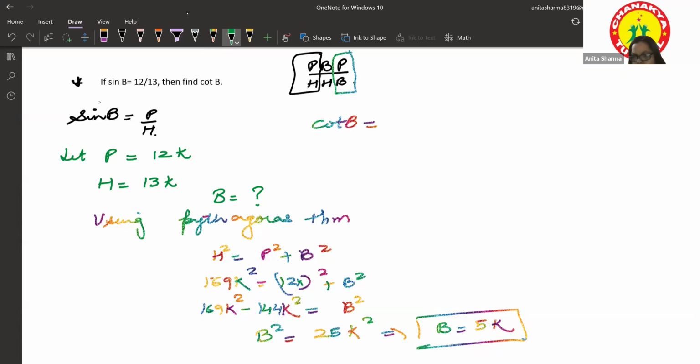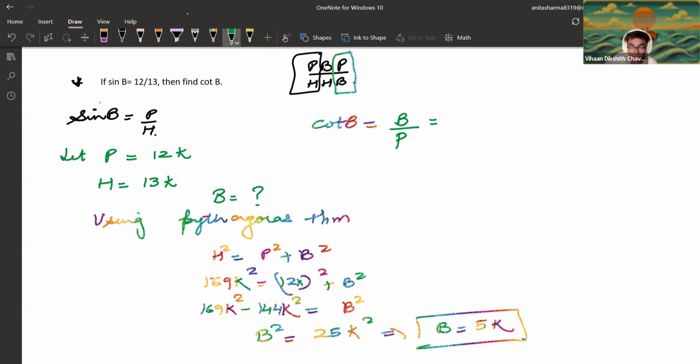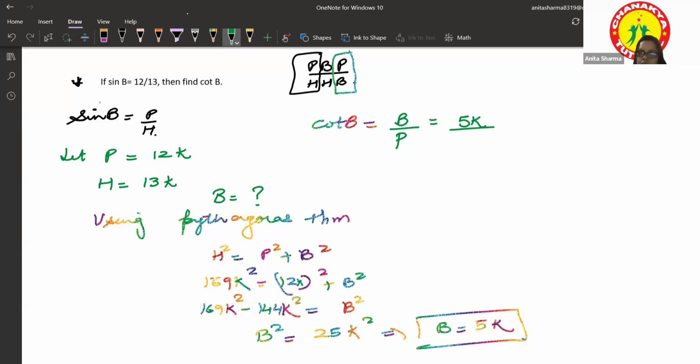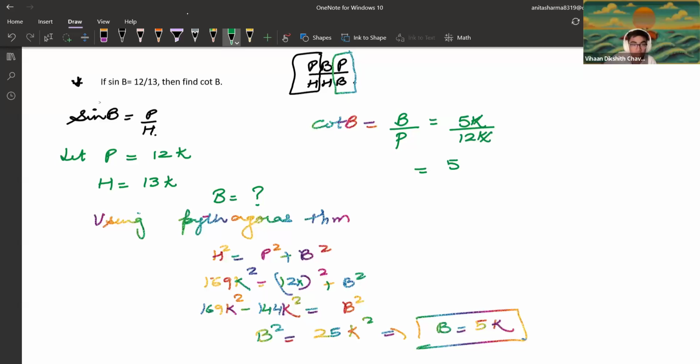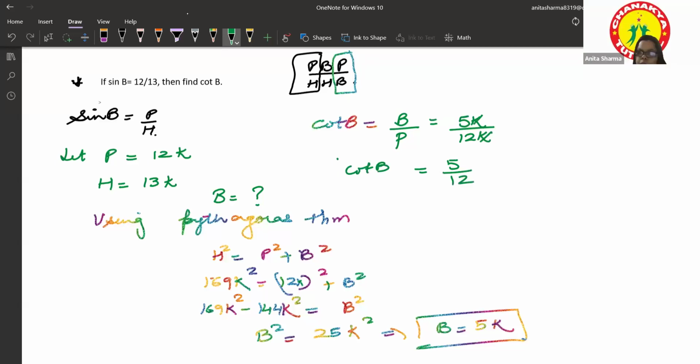Vihan? Yes, ma'am. It is going to be base by perpendicular. Very good. Since we found the base to be 5K, it will be 5K by 12K. The K will cancel with each other, so 5 by 12 will come as cot B. Children, one more thing: you need to write your answer within a box only. Make a box. Clear at the end of each solution.